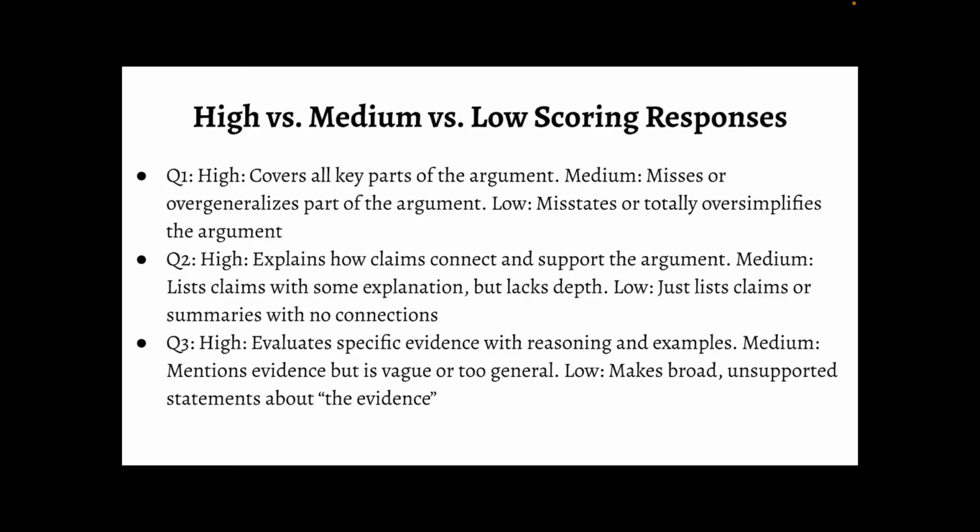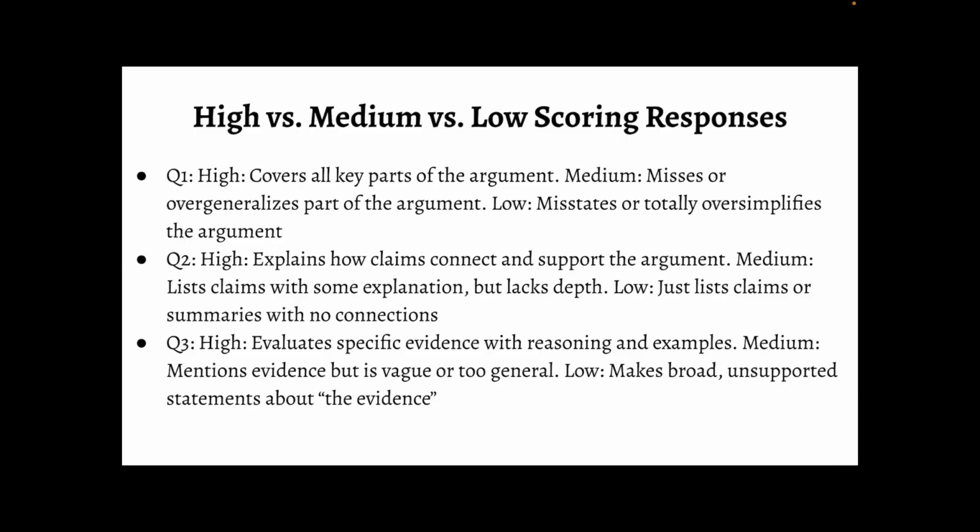So high versus medium versus low scoring responses. A high score question 1 just covers all key parts of the argument. A medium will miss or overgeneralize part of the argument, and a low scoring response will misstate or totally oversimplify the argument. Remember, question 1 is not too hard. It's really easy to get a 3 out of 3 on it. If you get a 2 out of 3, that's probably just because you missed something or you're a little bit too simplified. So just be specific and don't be too long.